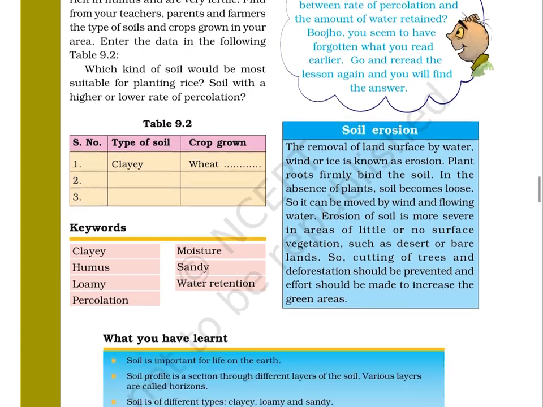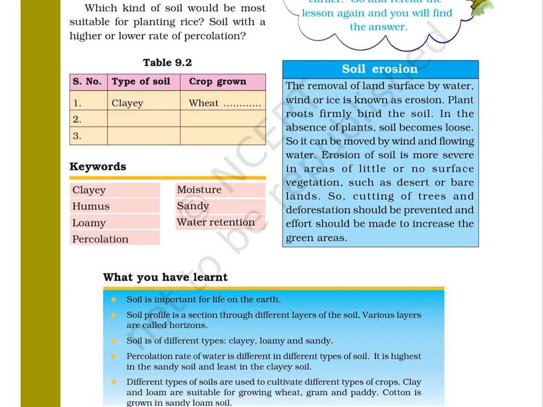Soil erosion. The removal of land surface by water, wind, or ice is known as erosion. Plant roots firmly bind the soil. In the absence of plants, soil becomes loose. So, it can be moved by wind and flowing water. Erosion of soil is more severe in areas of little or no surface vegetation, such as desert or barren lands.